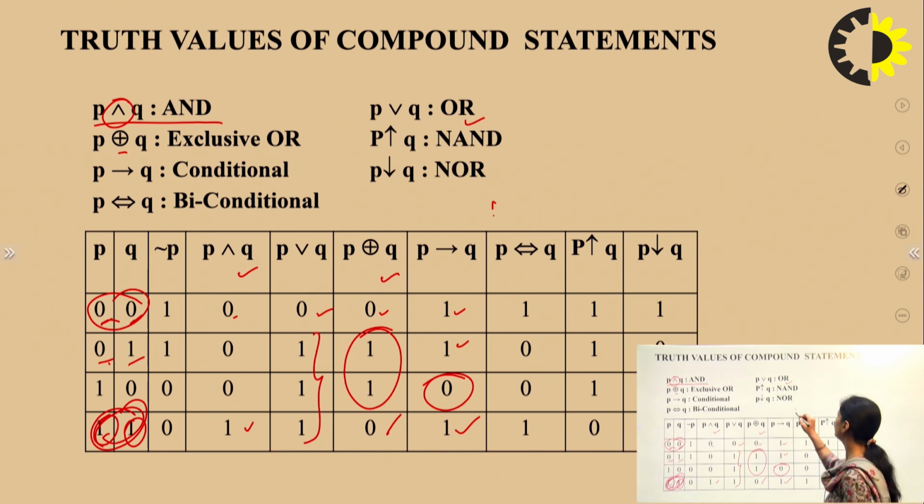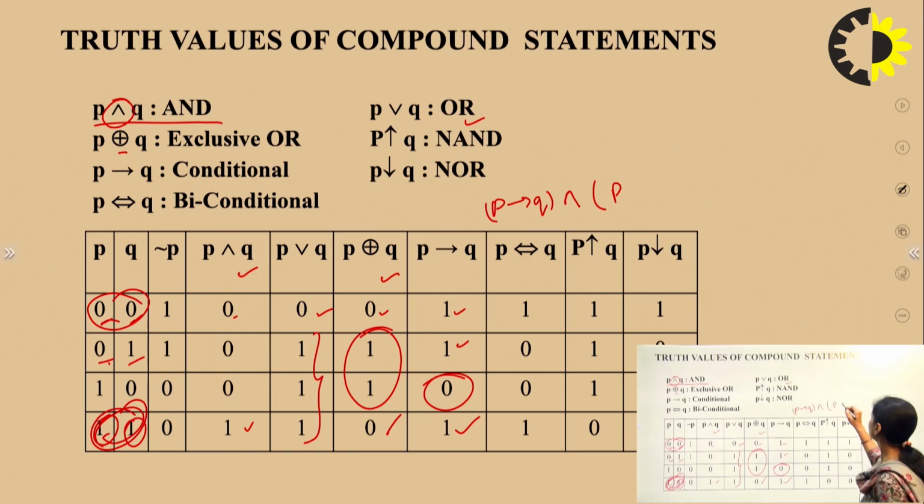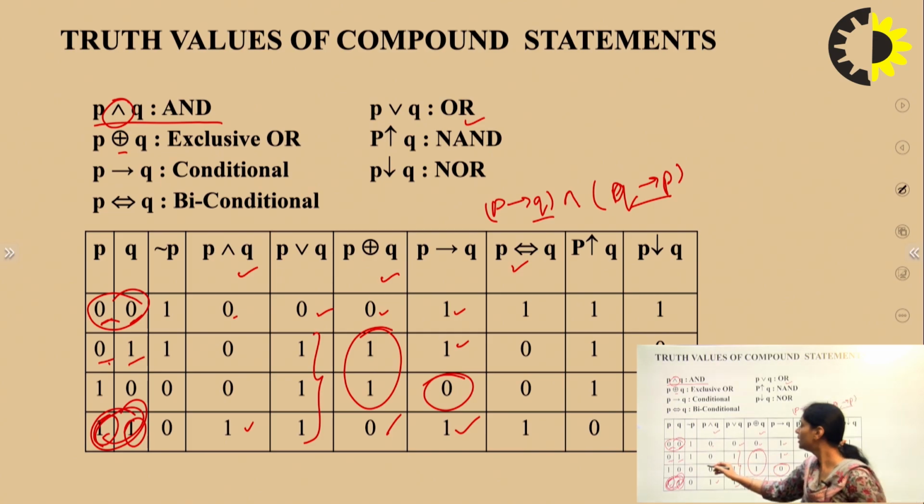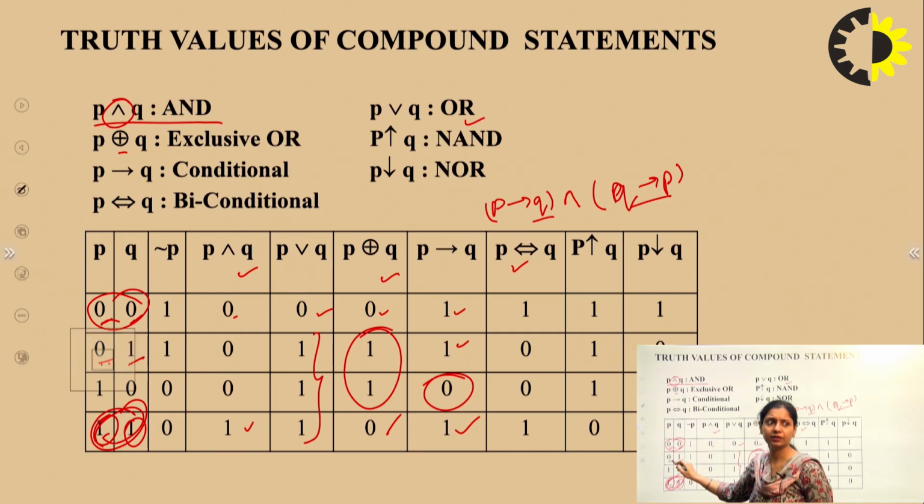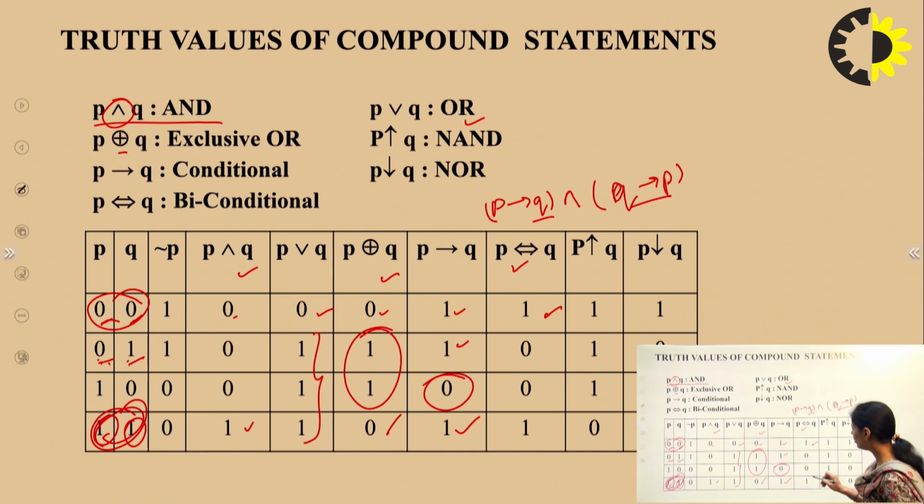Biconditional is basically P implies Q and Q implies P. So, when we have P and Q, and P implies Q and Q implies P, we get the biconditional P if and only if Q. That means Q implies P would be 0 over here because the condition is true but the result is false. Hence, the AND of both of them would be 1 and 1 over here and this would be 0. So, this is P if and only if Q.